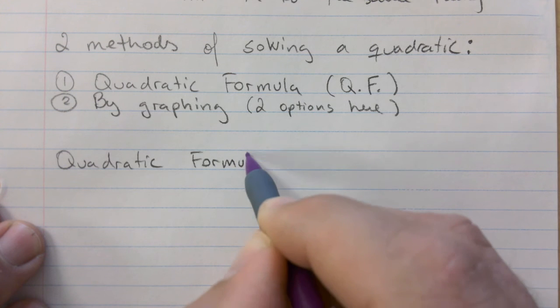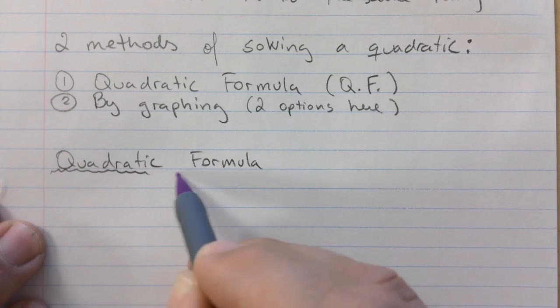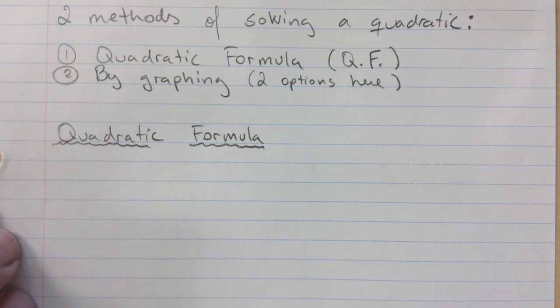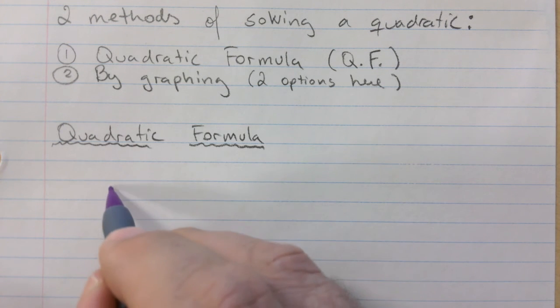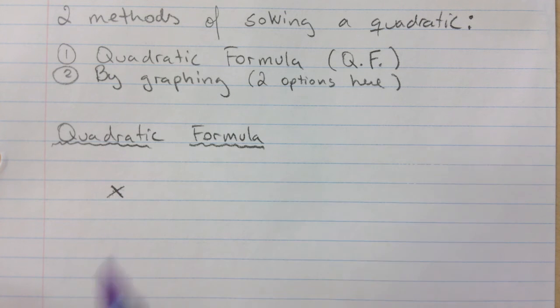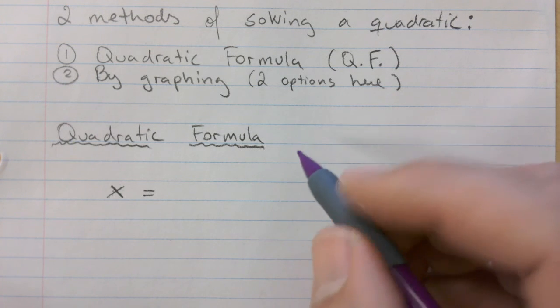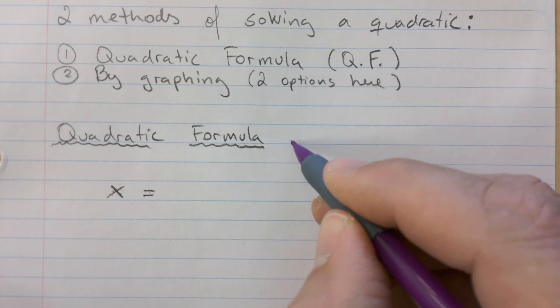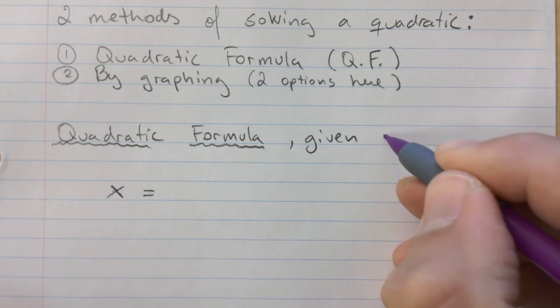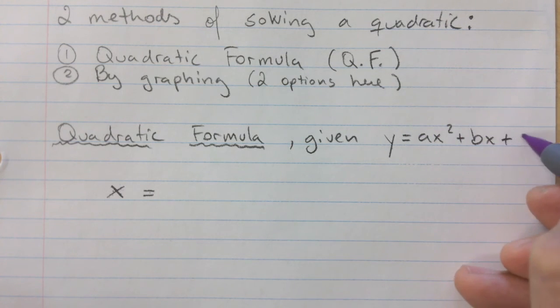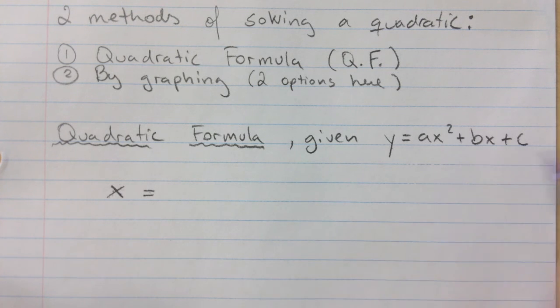So first, the quadratic formula. This one you're going to have to have on your study sheet if you want to be able to answer this one. And this is how it goes. X are basically the x-intercepts. Hold on. First of all, given y is equal to ax squared plus bx plus c. That is what I'm going by, the standard form.